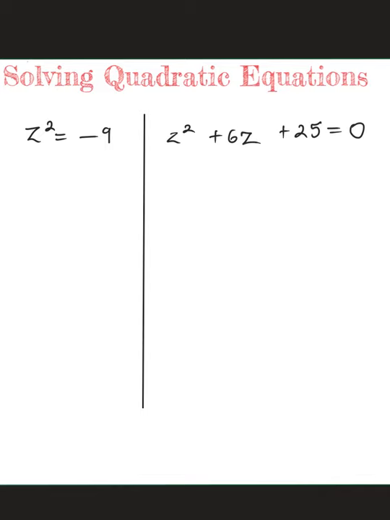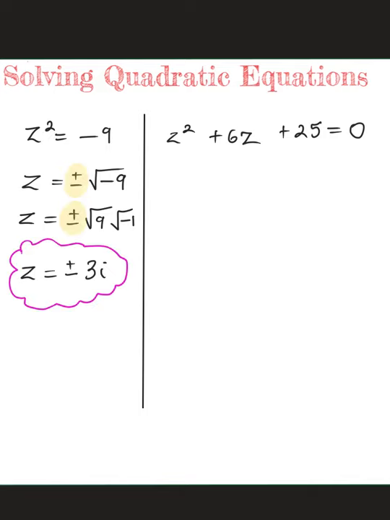Now, z is often used to represent complex numbers, so you should consider this equation as if it read x squared equals negative 9. There's nothing different there. To begin, I can just take the square root of both sides. Now what I'm going to do is use the rules of surds that I know to simplify the square root of negative 9. So I know that the square root of negative 9 is 3, and I know that the square root of negative 1 is i. So z is plus or minus 3i. I could also write this separately as plus 3i and minus 3i.